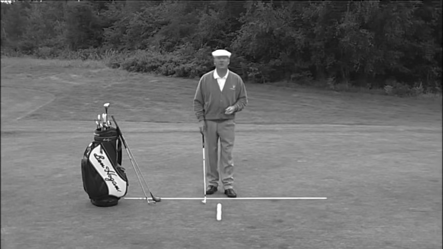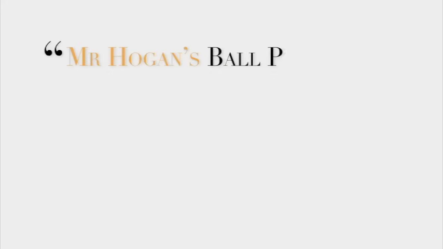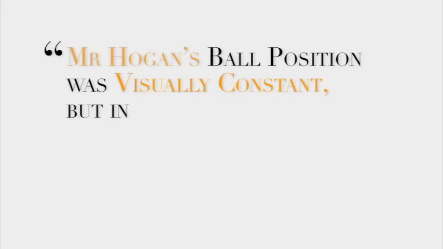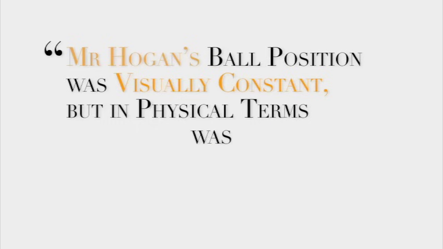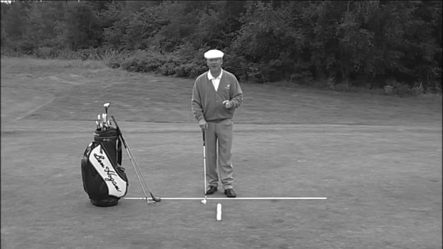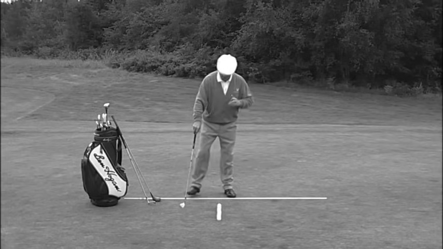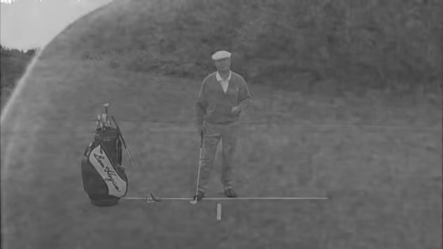So there you have it, a little bit of truth from the two schools, some progressive, some constant. Mr. Hogan was constant visually, the ball appeared left heel, but in practical terms, he played a progressive ball position. It's so important we pick up on the fact that he was closed with his driver, square with his 6-iron, and open with his wedge.